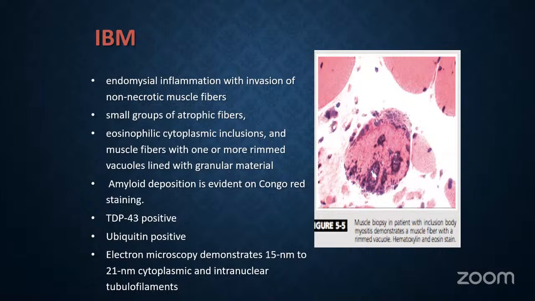The pathogenesis is believed to be via an amyloid pathogenesis. There is a deposition of amyloid on Congo red staining. It may be TDP43 positive, and it may also be ubiquitin positive. The classical name of inclusion body myositis is because of the electron microscopy findings of 15 to 21 nanometer cytoplasmic and intranuclear inclusions of tubular filaments.